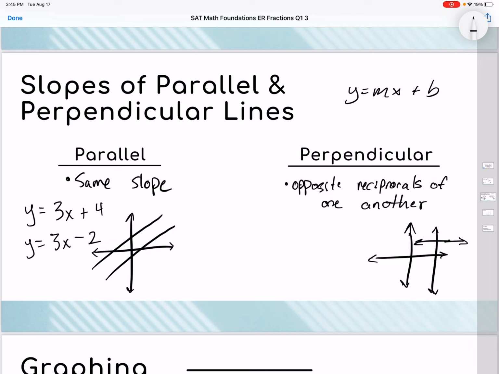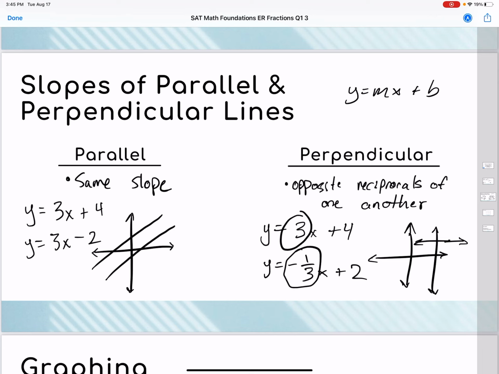So an example of this would be y is equal to 3x plus 4. Now we look at that slope of 3 and we ask what is the opposite, meaning opposite sign, and then the reciprocal of a positive 3. Well, that would be negative as the opposite sign. And then 3, or 3 over 1, the reciprocal or the flipped version of that fraction would be 1/3. So negative 1/3 x. And then you could change the y-intercept to truly anything you wanted. You could even say plus 2. So those two slopes are the opposite reciprocal of one another, meaning the two lines that they represent would be perpendicular when graphed.